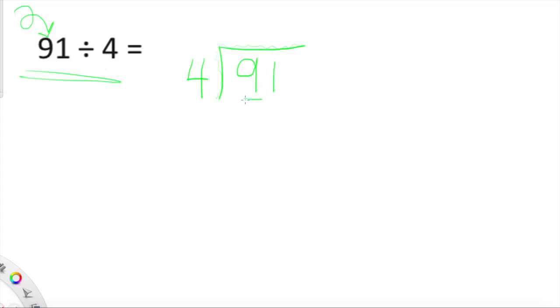We're going to look at this 9. How many 4s go into 9? 2. We can also think about, if I had 9 and I need to divide 9 into 4 equal groups, what would I have in each group with some left over? 2 in each group. Now we're going to do 2 times 4. 2 times 4 is 8. We're going to find the difference between 9 and 8.